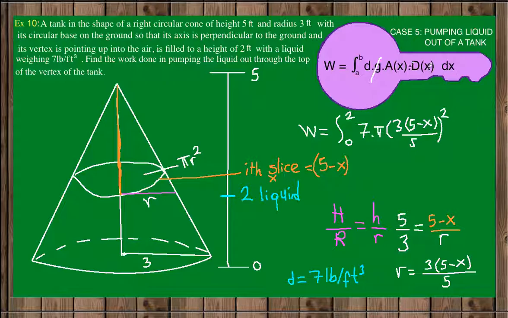squared. And our distance, which is the ith slice which is traveling, is 5 minus x, the height of the tank minus x. So it's going to be 5 minus x dx. So this is how we set up the integral. We can leave the question here. This is how we set it up. It's easy to calculate this integral. So let's go to the next question.